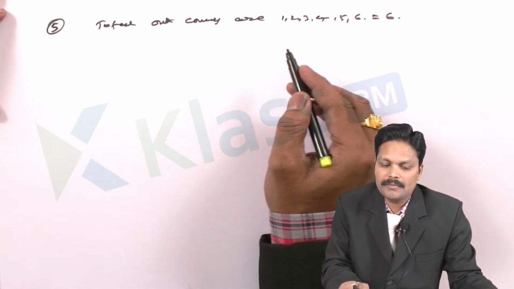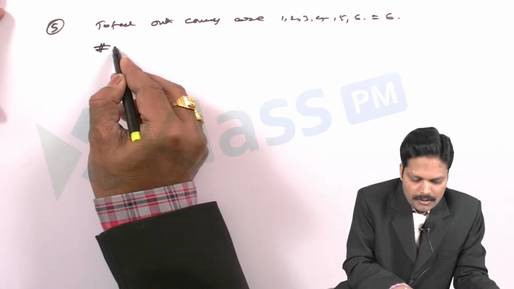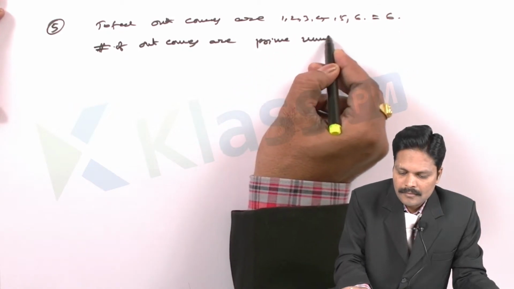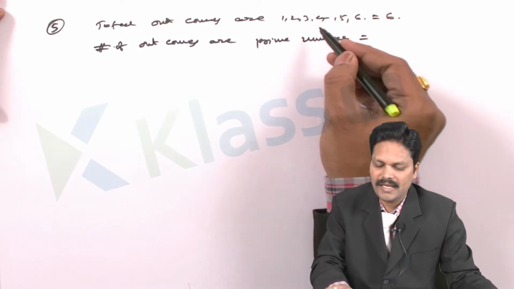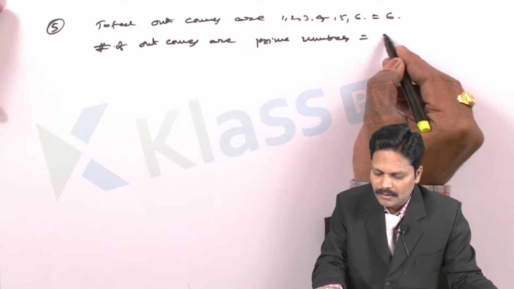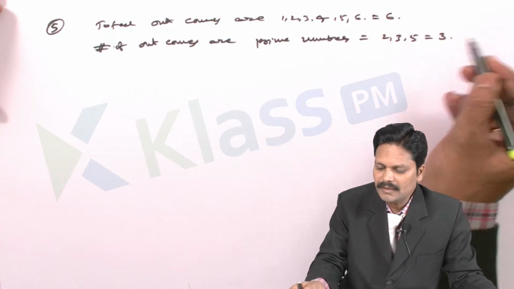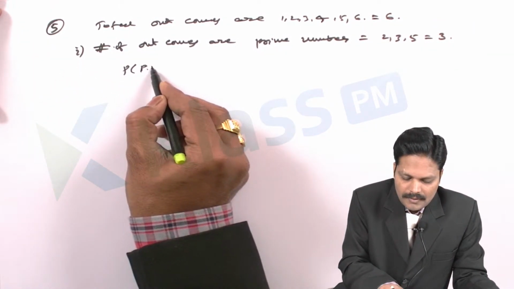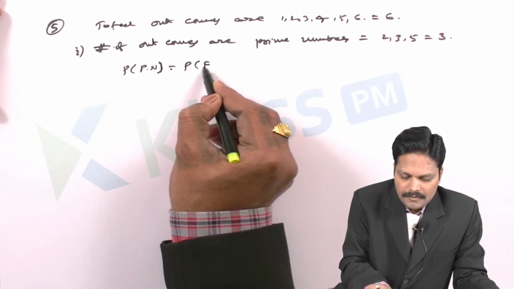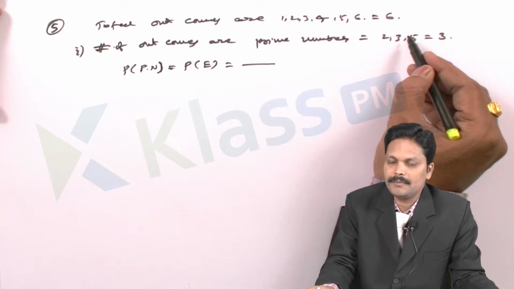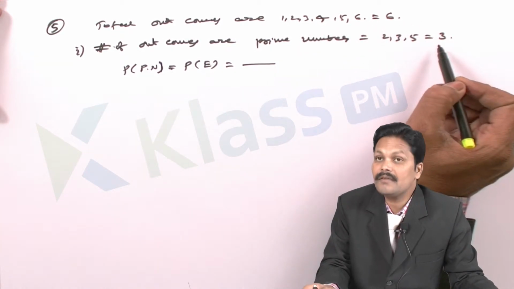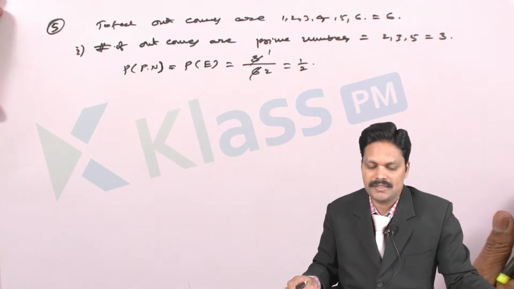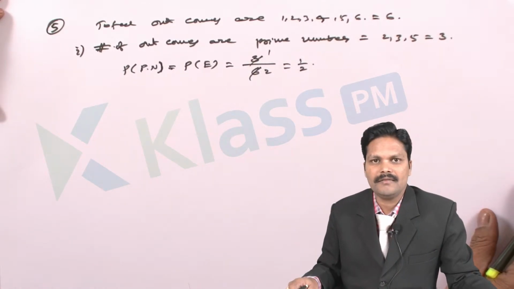Now the number of outcomes favorable to prime numbers. In these 6 faces the prime numbers are 2, 3, 5. We have only 3 prime numbers, and we need the probability of prime numbers. Taking probability of E, it is 3 out of the total 6 outcomes, so 3 by 6. Cancelling, that is 1 by 2, a 50% chance of getting a prime number when a die is thrown once.